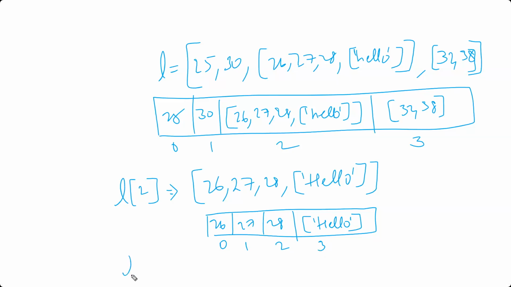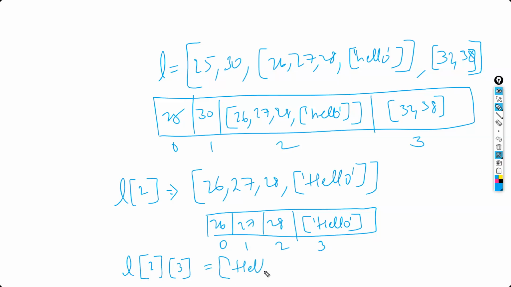Now I'm going to apply L of 2, and for that, 3 I will apply. Now tell me what is the output I am going to get? Hello, list of hello. The output is list of hello. This one. List of hello. I'm going to get output like this.